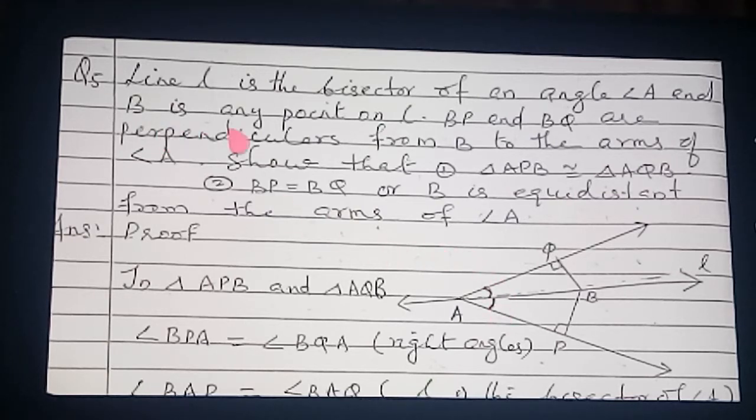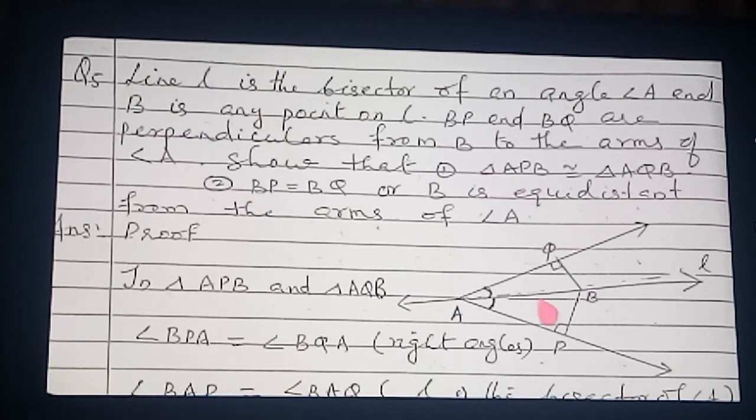Okay. Next point, see. B is any point on the L. B is a point on the line L. Next point, see. BP and BQ are perpendiculars from B to the arms of the angle A. Which are the arms of the angle? Arms are these. AP is one arm and AQ is another arm. BP is perpendicular to this arm and BQ is perpendicular to this arm. Clear? Now what do you want to prove?